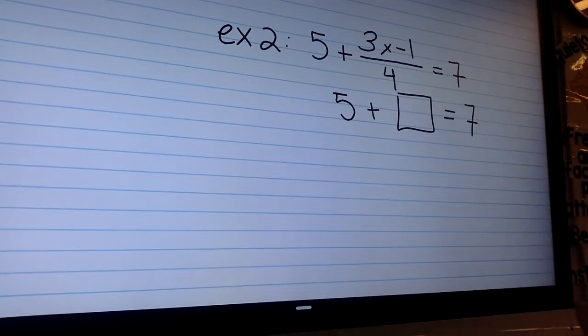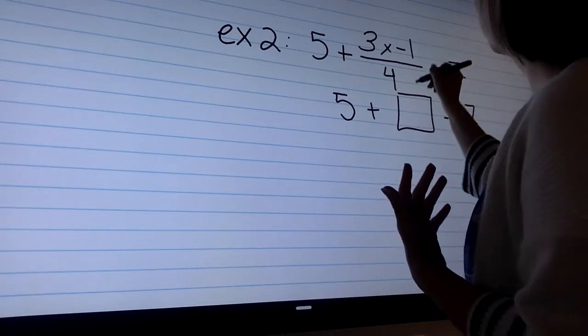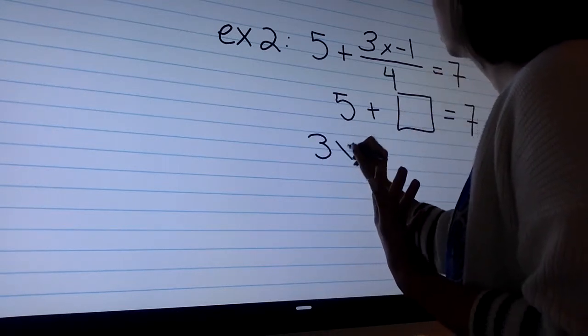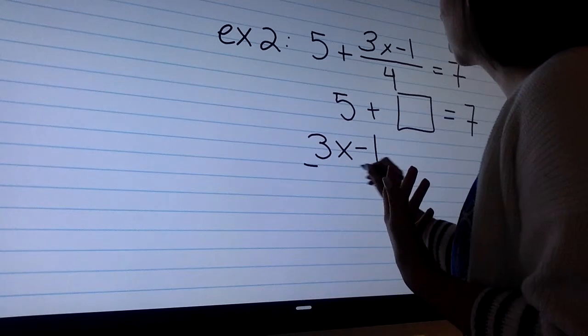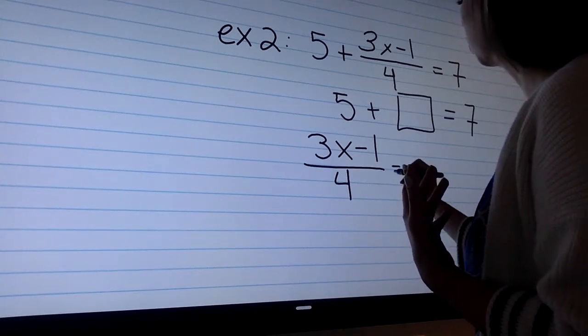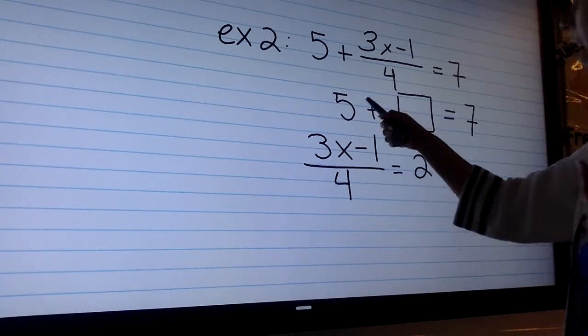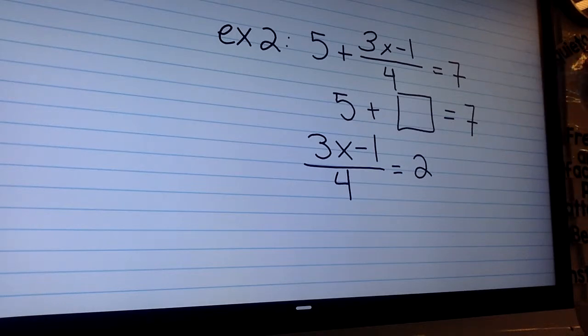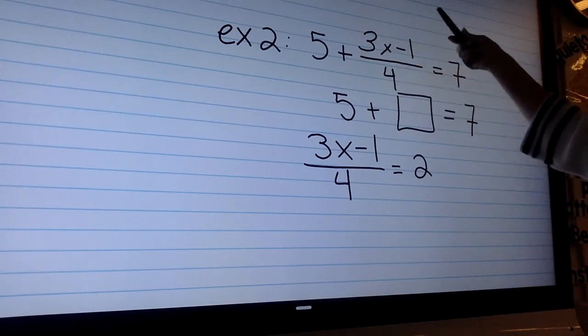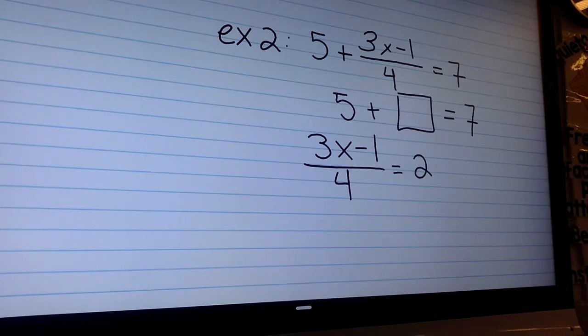Okay, well, what does this tell you? This tells you that that hidden box, what I covered up, that expression, is going to be the same value as 2. So actually, 3x minus 1 divided by 4 is equal to 2, right? Because 5 plus 2 is equal to 7, so whatever was in that box would also have to be equal to 2.